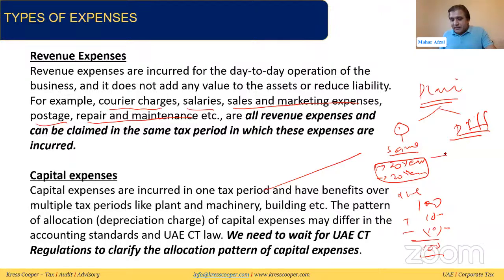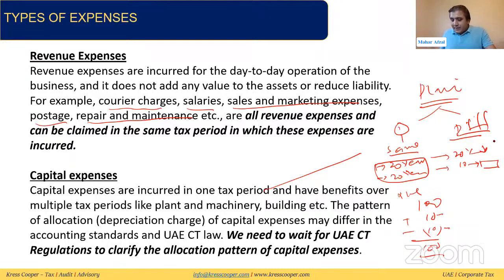Accounting says you need to depreciate the plant and machinery over a period of 20 years, but the tax says over a period of 10 years. So in this situation, when accounting standards require us to depreciate the asset over 20 years, but tax says over 10 years, it means in the tax world, my first 10-year depreciation will be higher and accounting depreciation will be lower.